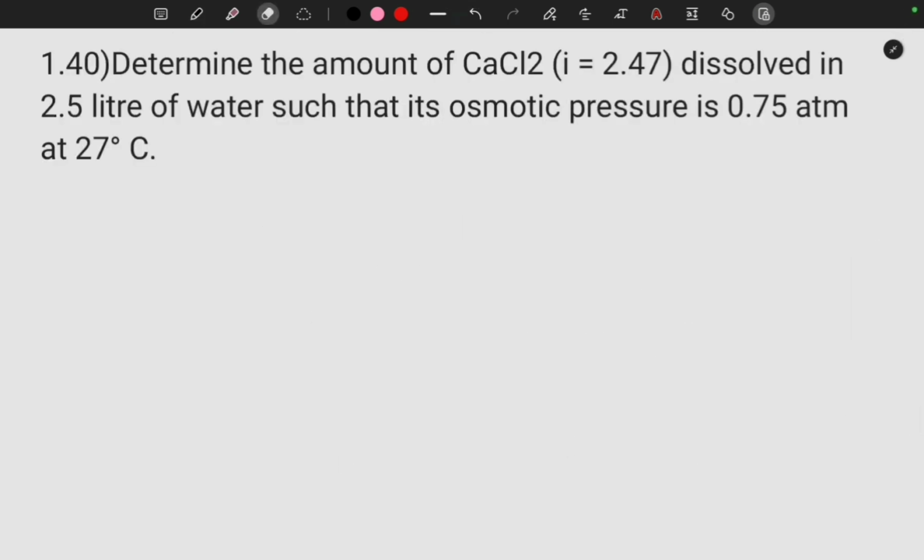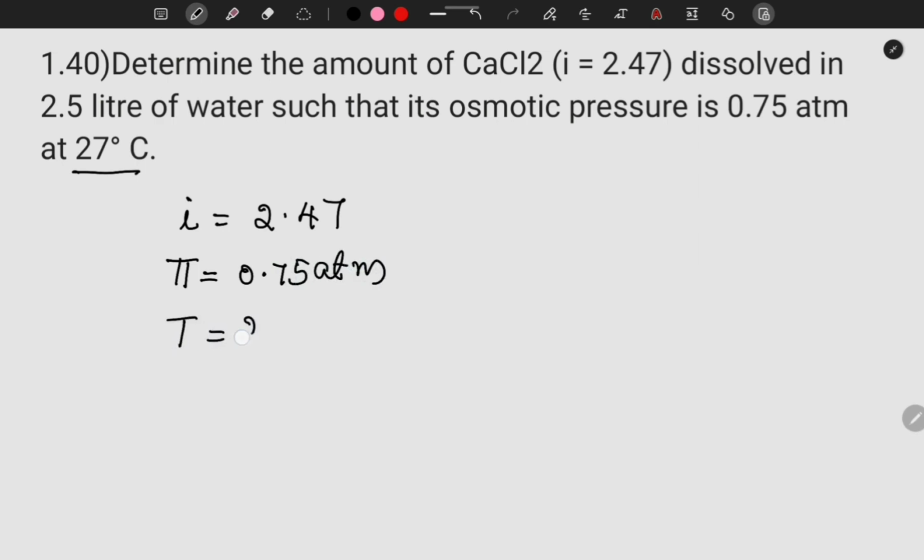Determine the amount of calcium chloride, i is equal to 2.47, dissolved in 2.5 liter of water such that its osmotic pressure is 0.75 atmosphere at 27 degrees Celsius. Here calcium chloride is an ionic solid, that's why the i value is given as 2.47 and the osmotic pressure is given as 0.75 atmospheres. Then temperature is given in degrees Celsius, so we have to convert into Kelvin scale. So we will get 300 Kelvin.